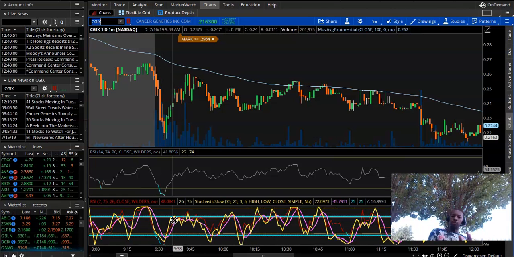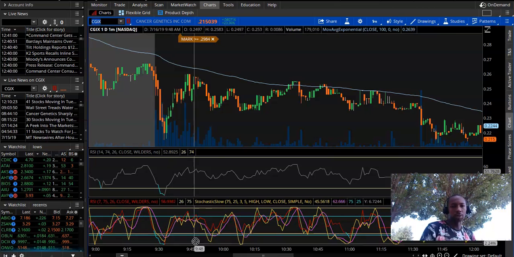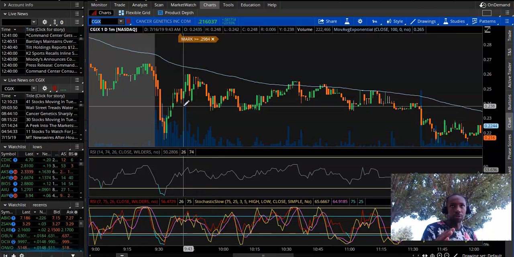It seems some traders like less noise when they're trading, and these are the only indicators I would use. I wouldn't add anything else. I wouldn't add a VWAP or anything. Keep it as simple as possible, with as little noise as possible.